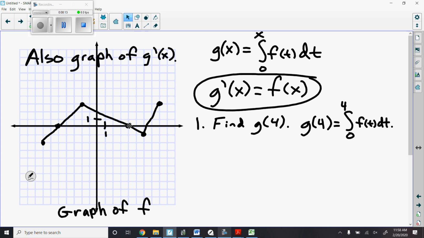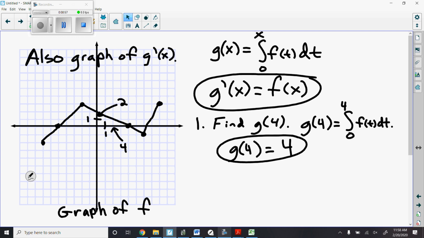The area of a triangle is base times height divided by 2. But I also need to be careful and think about whether or not it's going to be a positive or a negative number. I see that triangle sits above the x-axis, so it's going to count as positive. G of 4 is simply going to be the area of this triangle. It's got a base of 4, a height of 2. 4 times 2 is 8. 8 divided by 2 is 4. So I get G of 4 equals 4.